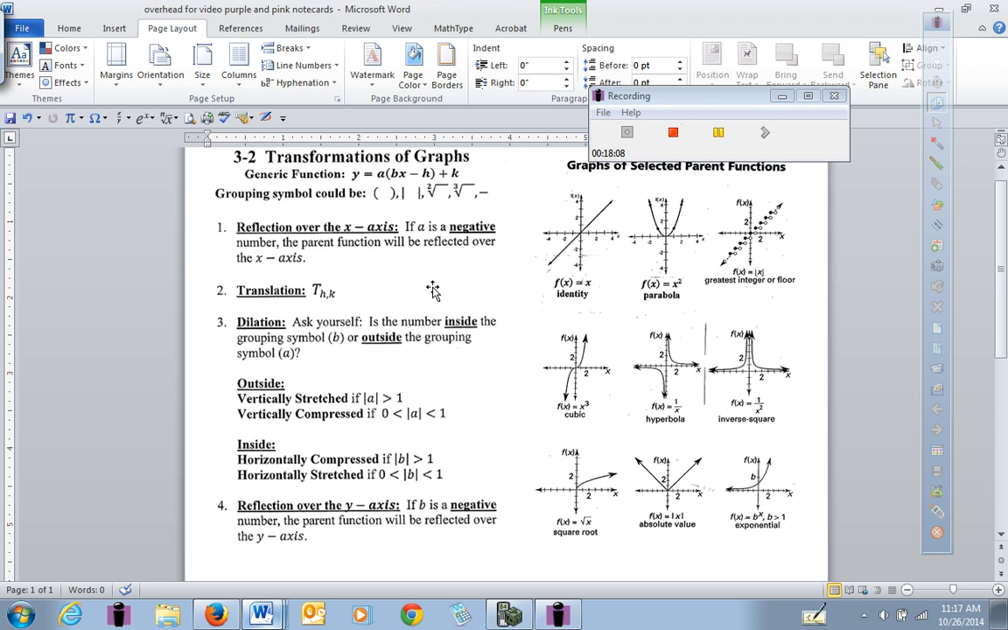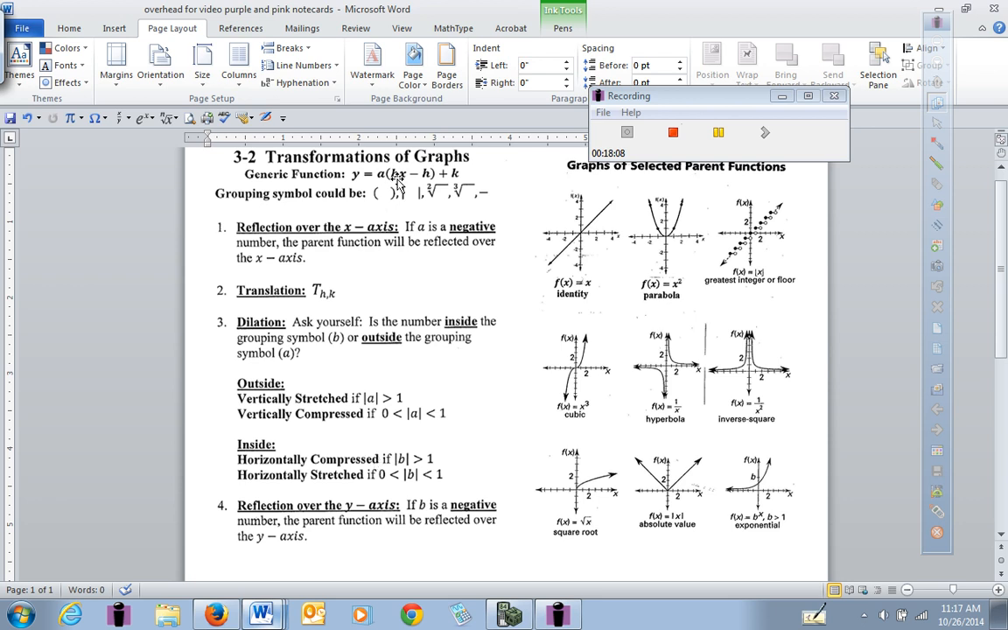The third thing will be the dilation. For the dilation, ask yourself this: is the number inside the grouping symbol or outside the grouping symbol? Inside or outside? The b number is inside and the a number is outside the grouping symbol. If it's outside and the a number is greater than 1, we're going to have it be vertically stretched. If the a number lies between 0 and 1, which means it's a fraction or a decimal, like 1/2 or 2/10, we would have vertically compressed.